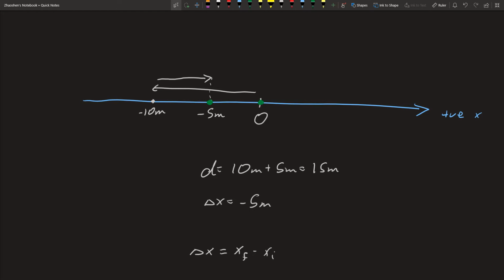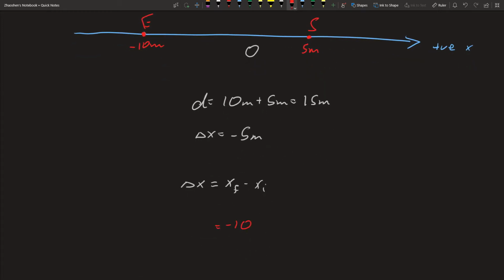Another example. Let's say you start at 5 meters to the left. This is 5 meters, right? And then you end at, let's see, -10 meters, right? How much did you displace? Since you started here and ended here, it's your final minus initial. Final position is -10, which is equal to -10 minus 5. This should make sense. This is -15.